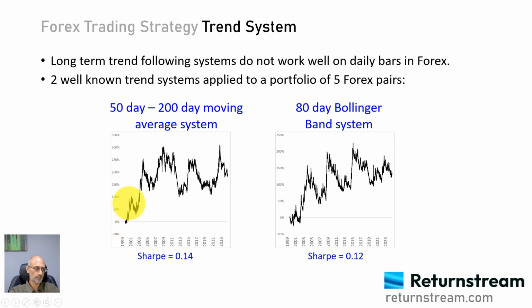And you can see the equity curve of the backtest. This is a backtest going from 1999 to 2024. And it's extremely rough. And it's got a Sharpe ratio of only 0.14. And here on the right side, we've got an 80-day Bollinger Band system applied to the same portfolio of 5 Forex pairs, and equally as rough, and it has a Sharpe ratio of only 0.12.